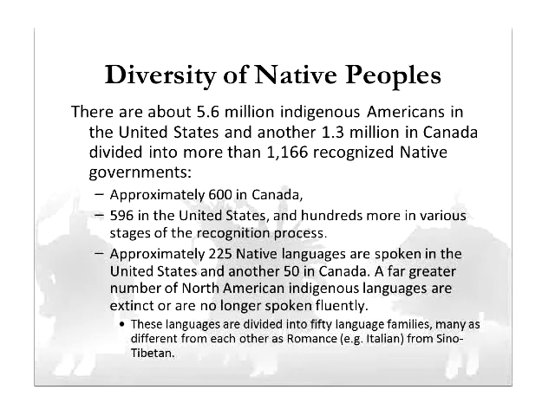The diversity of Native people. There are 5.6 million Indigenous Americans living in the United States, with another 1.3 million in Canada. And they're divided up among about 1,166 recognized Native governments, approximately 600 in Canada and 596 here in the United States. And there are roughly 225 Native languages that are spoken in the United States, with another 50 in Canada. But there are far more languages that are no longer spoken because the people are either no longer able to speak them, or the people themselves no longer exist.